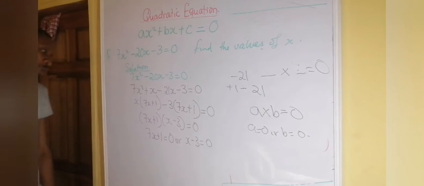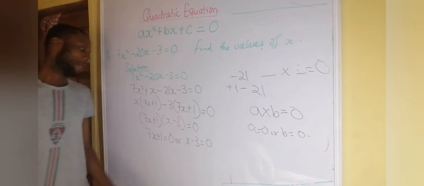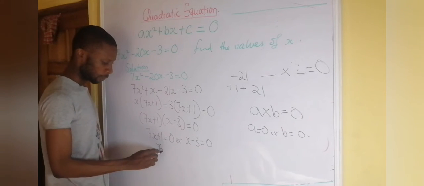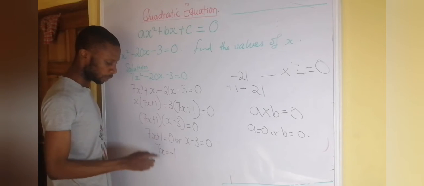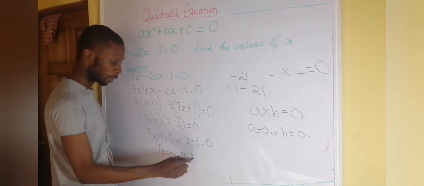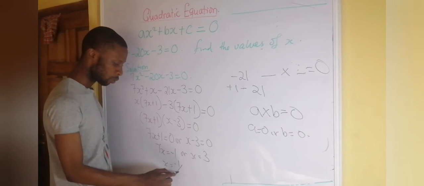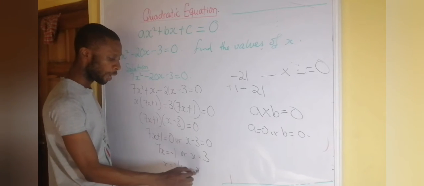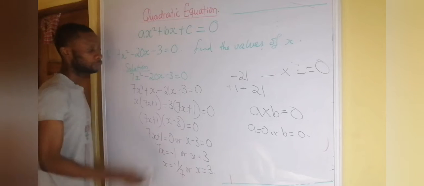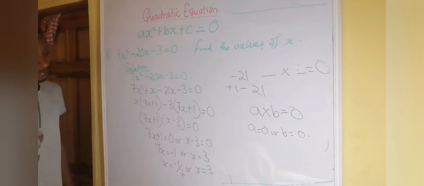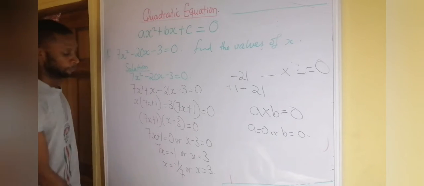So you have 7x plus 1 equals 0, and x minus 3 equals 0. So 7x is equal to minus 1, or x equals 3. So x is equal to minus 1 over 7, or x equals 3. So it's as simple as that. Very, very simple. So let's quickly take a look at another example.